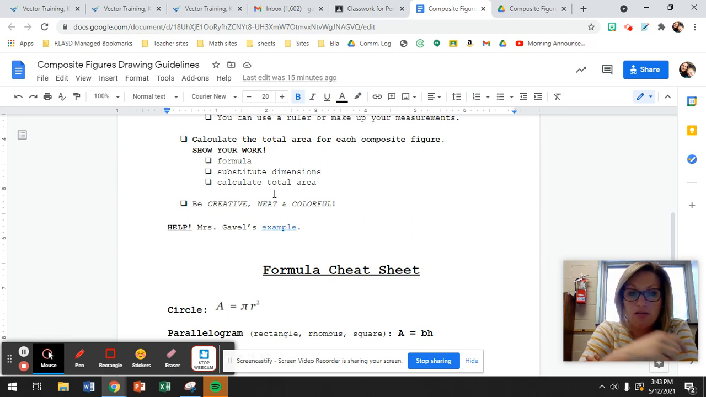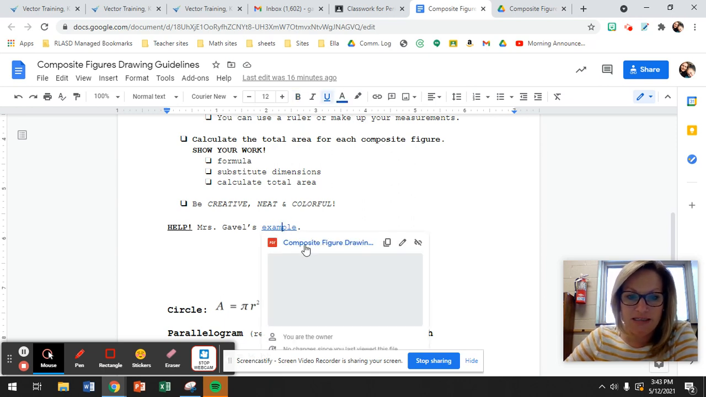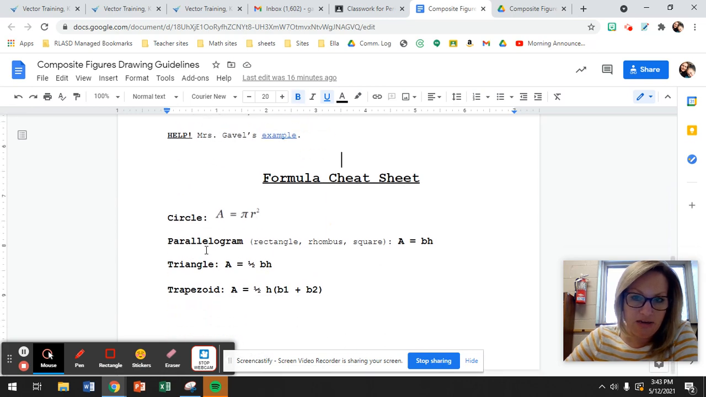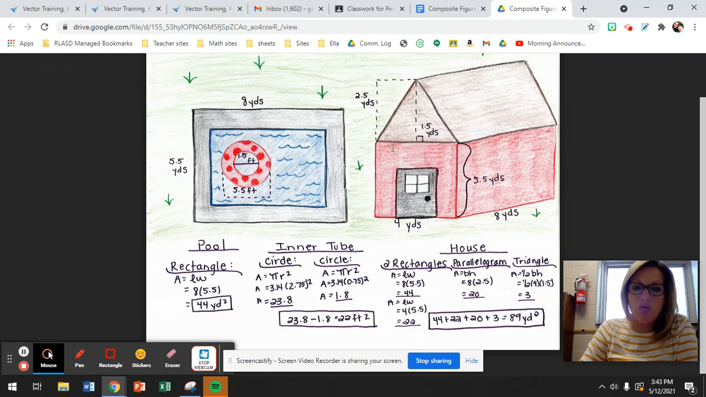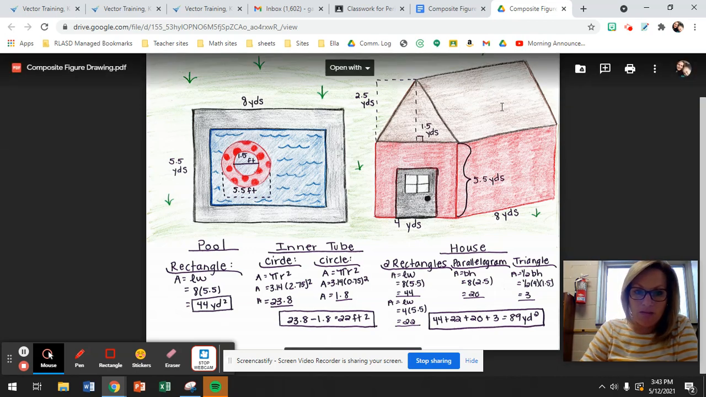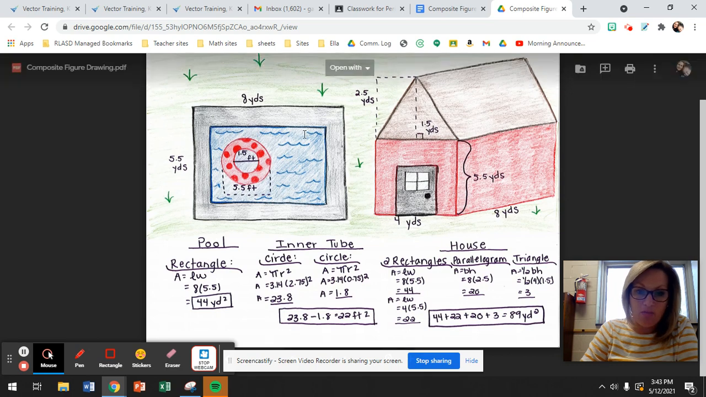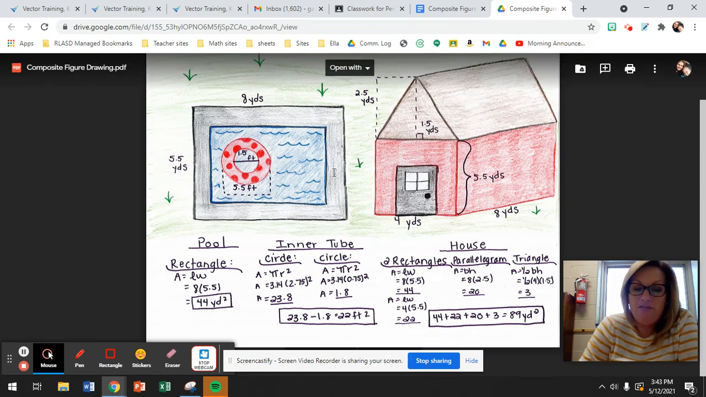just like what we were always doing in class: the formula, showing the work, and the calculation. And then be creative and colorful. It's supposed to be fun, just to get us back into geometry. If you are on this page and need to see my example, I also linked it there. And again, here's your cheat sheet. After you draw your pictures, I did the pool, the inner tube, and the house. If you just want to do a house, you can choose. I had fun doing it.